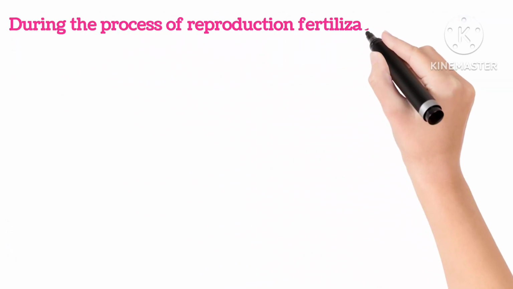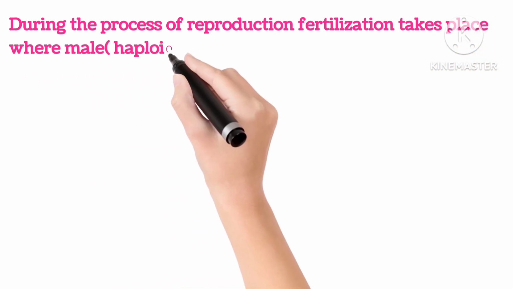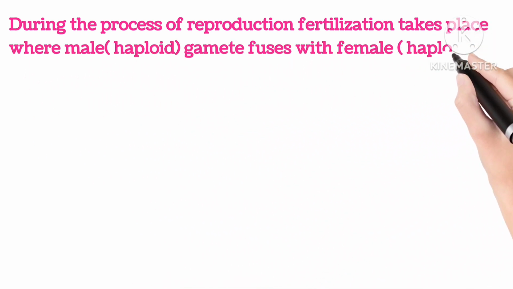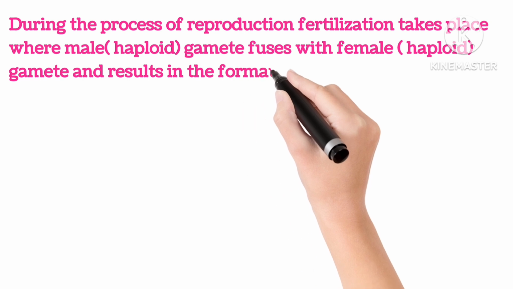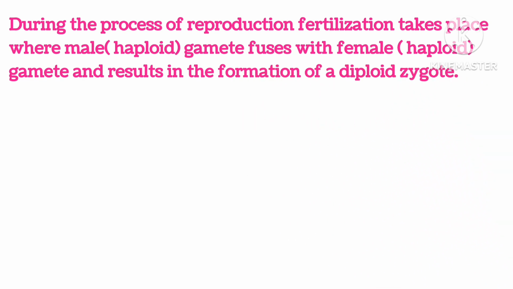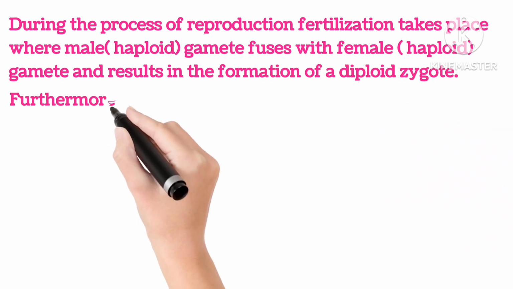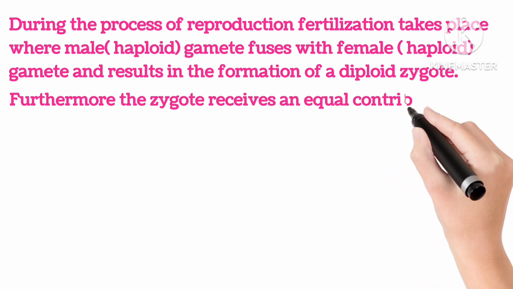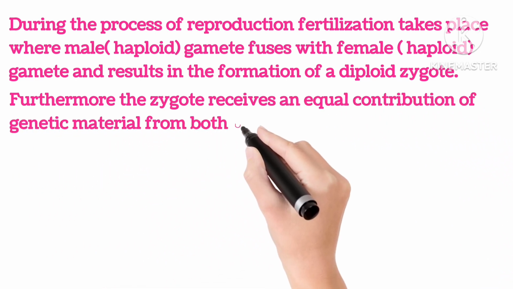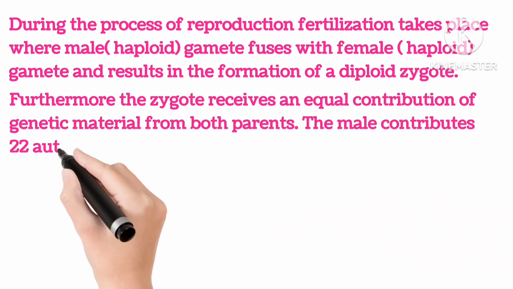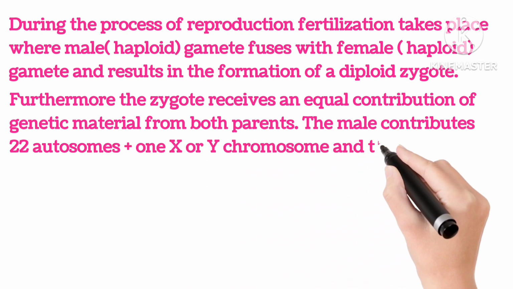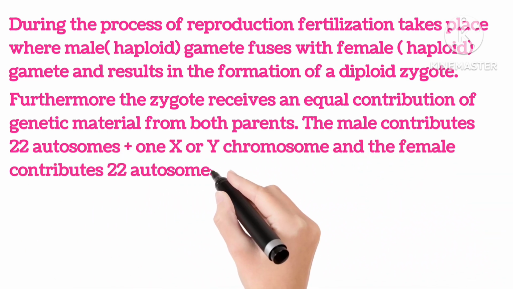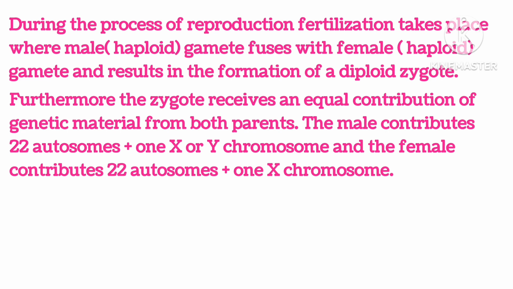During the process of reproduction, fertilization takes place where the male haploid gamete fuses with the female haploid gamete, resulting in the formation of a diploid zygote. Furthermore, the zygote receives an equal contribution of genetic material from both parents. The male contributes 22 autosomes plus 1 X or Y chromosome and the female contributes 22 autosomes plus 1 X chromosome.